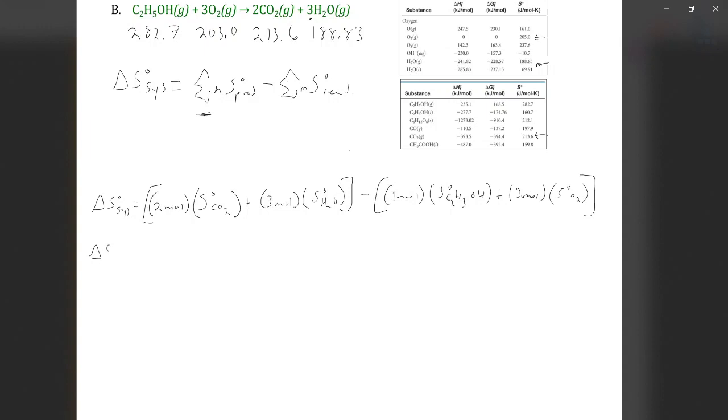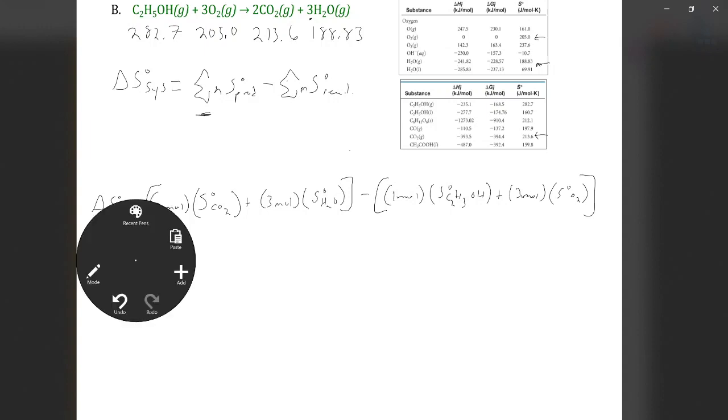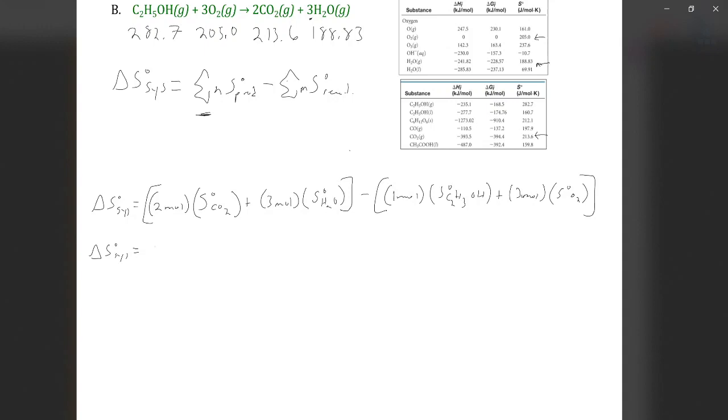Delta S naught of the system will be equal to, and we'll fill in our left-hand side, products. S naught of CO2, here. Again, your units are joules per mole Kelvin. One thing I find handy when doing these problems is to put an X or a line under the value once you use it. That way you know not to use it again. Plus 3 moles times S naught of water, so 188.